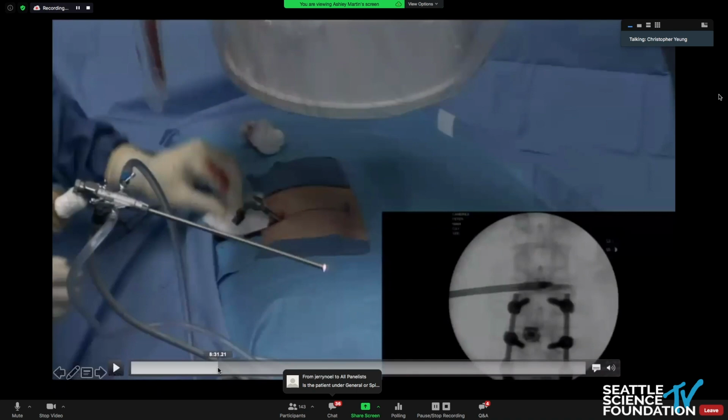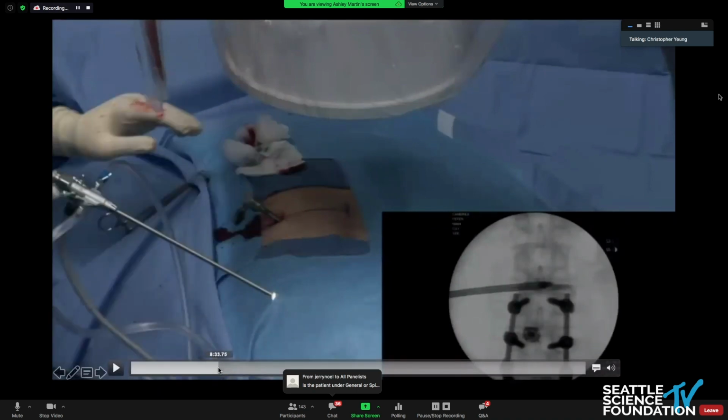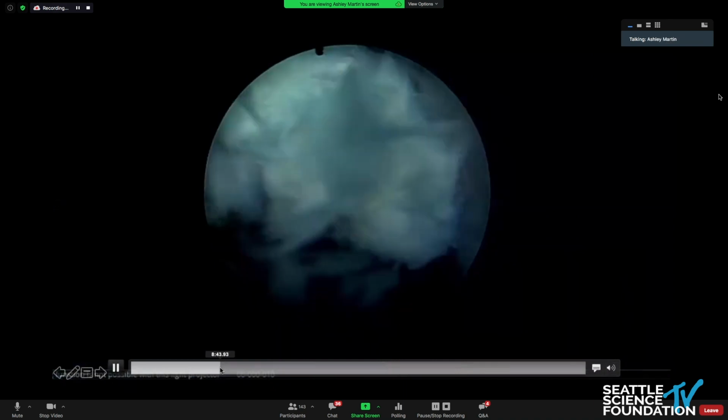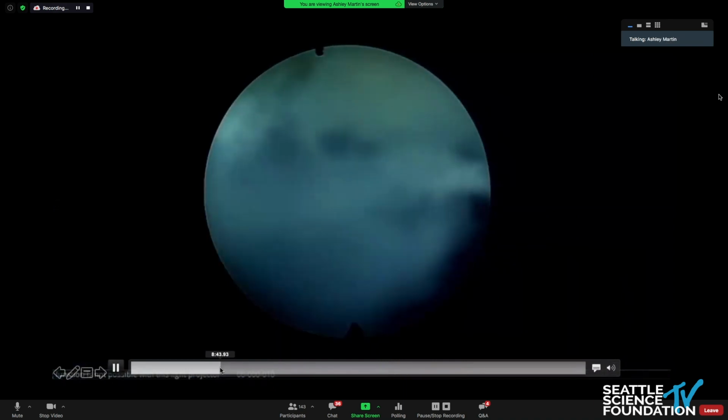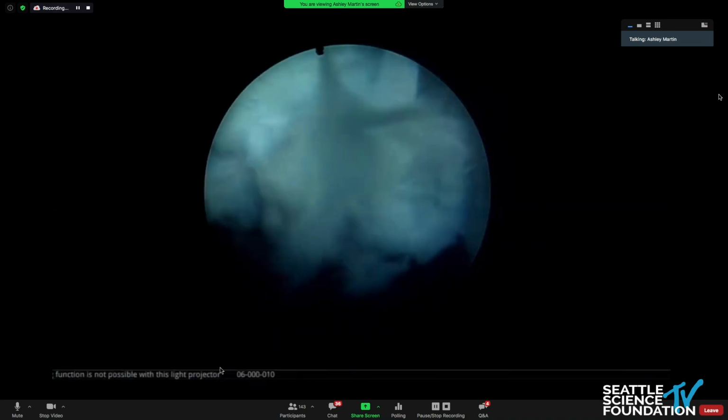Right here, once we have the cannula placed, we'll put the endoscope in. And in this place, in stained blue, I am going to.